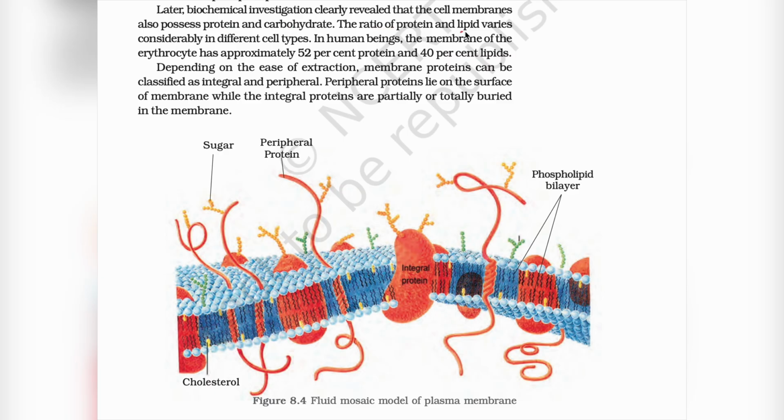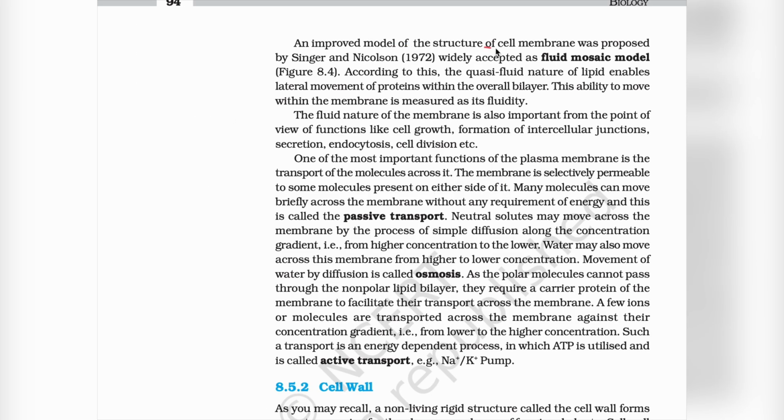The ratio of protein and lipid varies considerably in different cell types. In human beings, the membrane of the erythrocyte has approximately 52% protein and 40% lipids. Depending on the ease of extraction, membrane proteins can be classified as integral and peripheral. Peripheral proteins lie on the surface of the membrane while the integral proteins are partially or totally buried in the membrane. An improved model of the structure of cell membrane was proposed by Singer and Nicolson in 1972, widely accepted as the fluid mosaic model, as can be seen in figure 8.4, and we have just seen that.